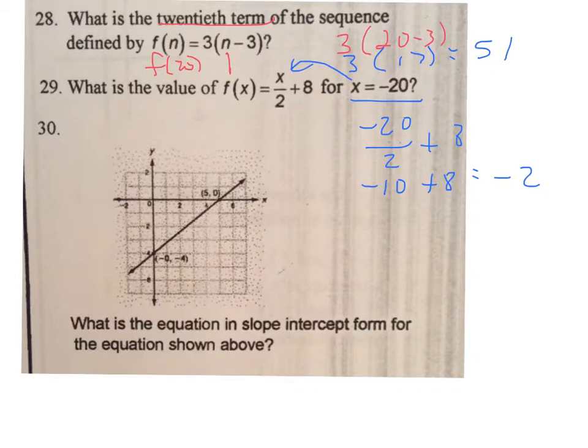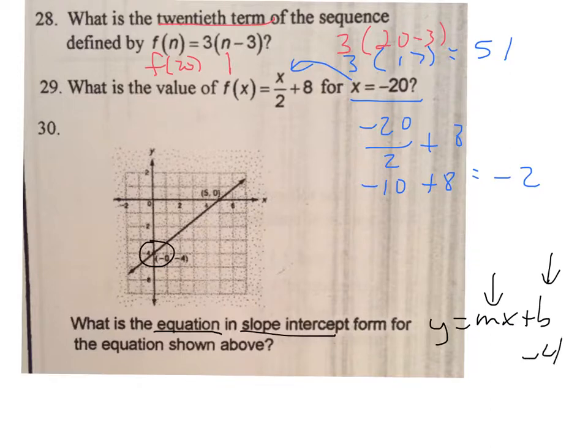On number 30, it's asking what is the equation in slope-intercept form. Remember, this is y equals mx plus b. So let's find the slope, and let's find the y-intercept. Well, it's easy to find the y-intercept. There's the y-intercept right there at -4. So I know this is going to be -4.